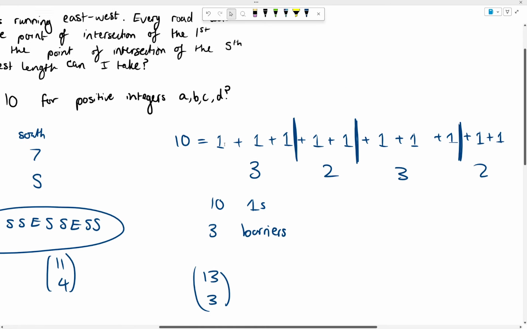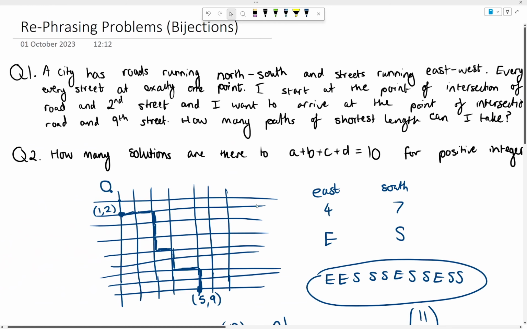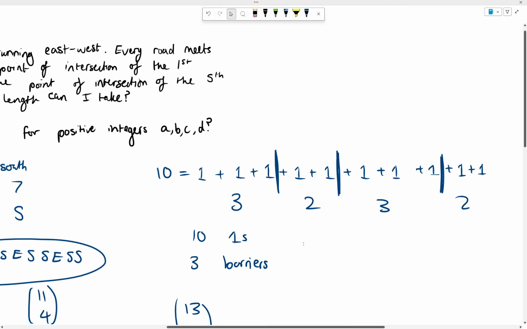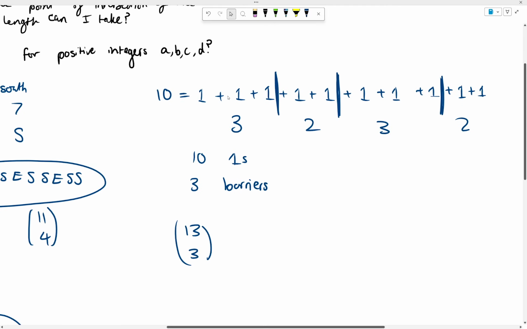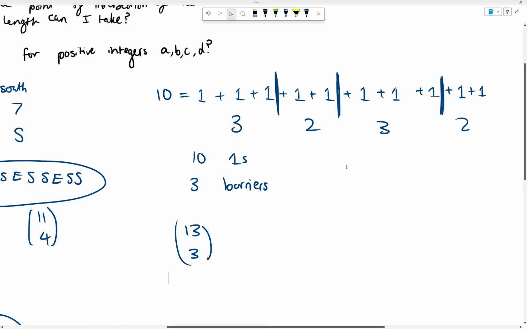So that means that this problem here, how many solutions are there to that equation in positive integers, that's the equivalent to asking how many ways are there of placing 3 barriers in between 10 equivalent symbols, which I think is quite cool, that you can reduce a problem about an equation into choosing objects, basically. And you can apply this kind of logic to many different problems.